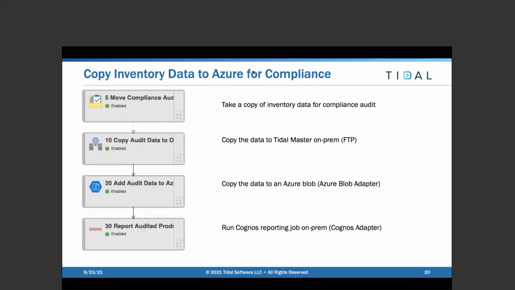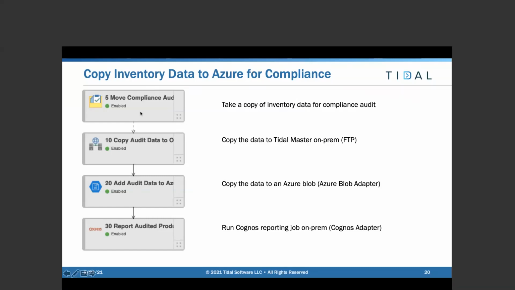And then finally, we can say, let's do something extra. We want to move that stuff as well to an Azure environment. So what we're going to do is take a copy of all the inventory data, for compliance reasons maybe. We're going to copy that data back to Tidal, and then we're going to put it back into an Azure blob. And then finally, what we might want to do is run Cognos to give us some reports for management. So in many ways, this demo is elaborate in the number of pieces it's using, but it is designed to show you that wherever you want to do something, whether that happens in the cloud or on premise, we can handle that.